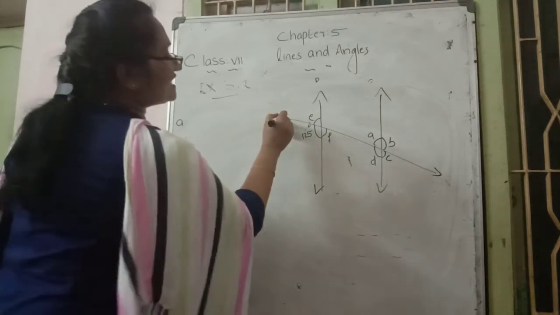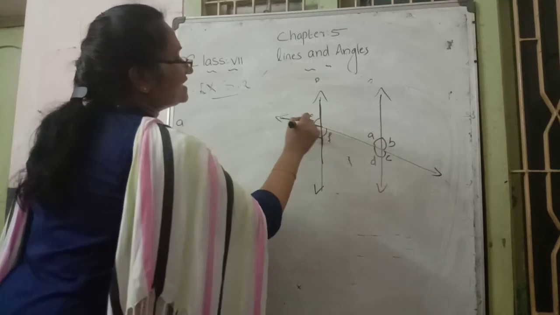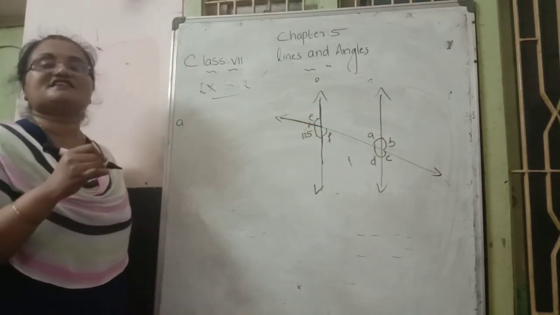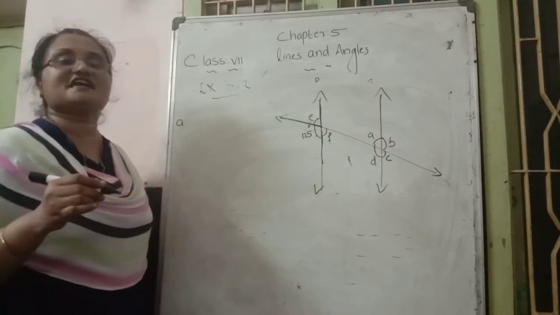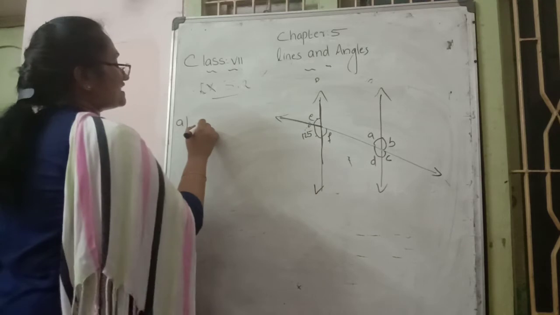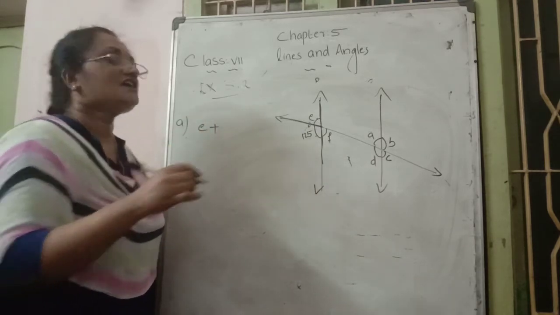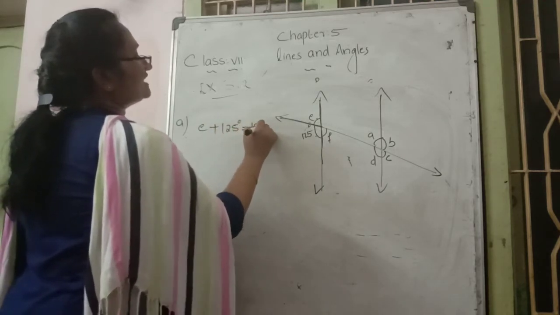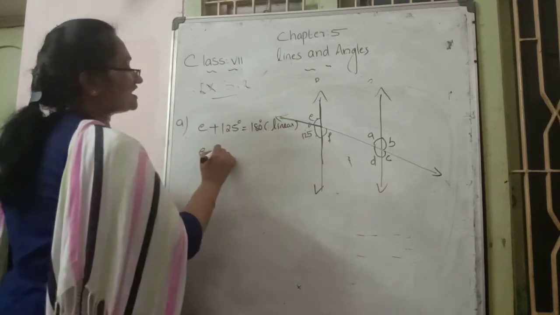Yes, they make a linear pair. See, two opposite rays are there. Angle E and 125 are inside of that. Here this is our common ray. E and 125 make an angle. So what can we say? In a linear pair, the sum of the angles becomes how many degrees? 180 degrees. So angle E plus 125 equals 180. The reason is linear pair.